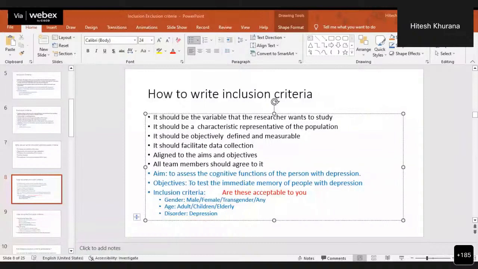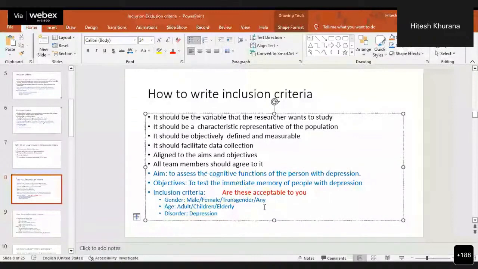So in that way, this criteria is very vaguely defined if you say you will be taking adults. It should be properly specified that age will be from 18 years to, let's say, 50 years, or it could be 60 years. The upper and the lower cutoff both are required to be defined in both situations, whatever age category I'm taking.